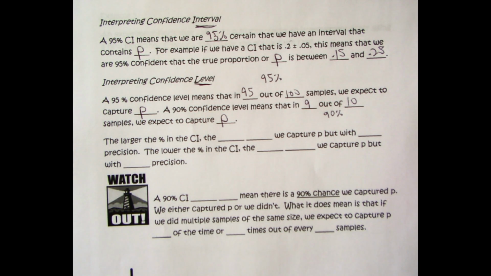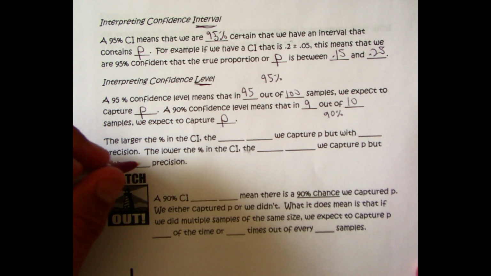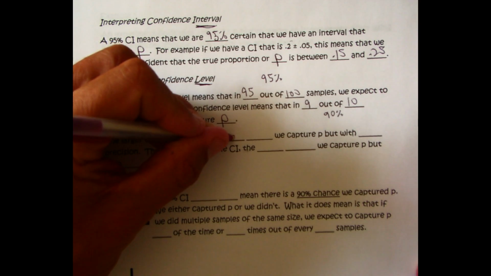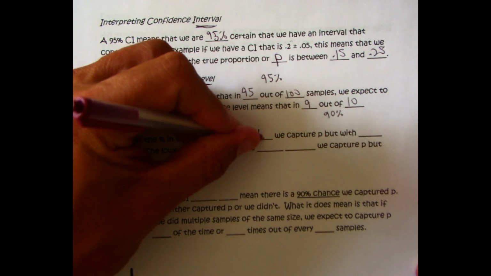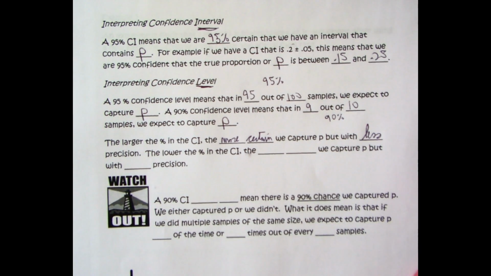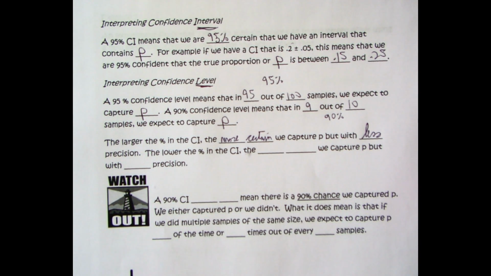So the larger the percent in the confidence interval, the more certain we capture P, but with less precision. So it's always certainty versus precision. Okay, the more certain we are, if we're 99% confident, then we're going to have a wider interval, so we're going to be less precise as to where P is.